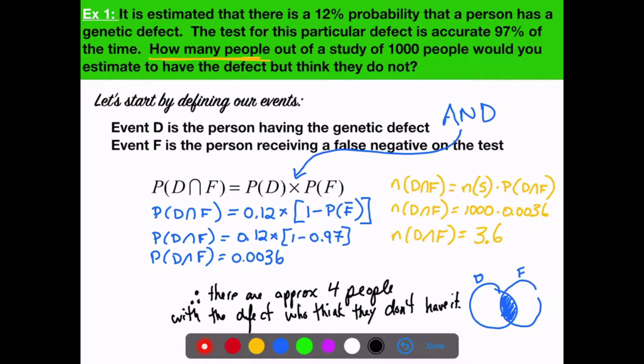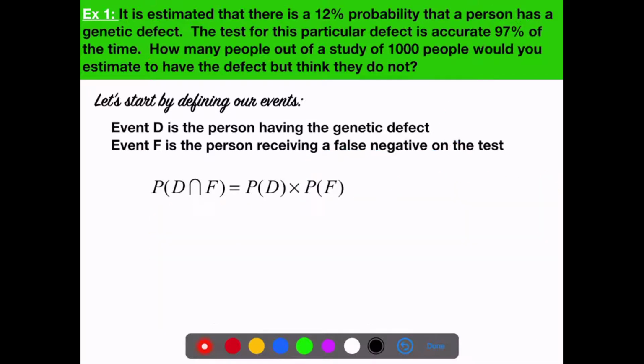Okay, moving on to the next question. Oh, actually, I want to talk about this being independent, because whether or not they have the genetic defect or not, this 97% is always 97%. The accuracy of the test doesn't know whether the person has the defect or not, okay? It doesn't change. It's always 97% accurate.